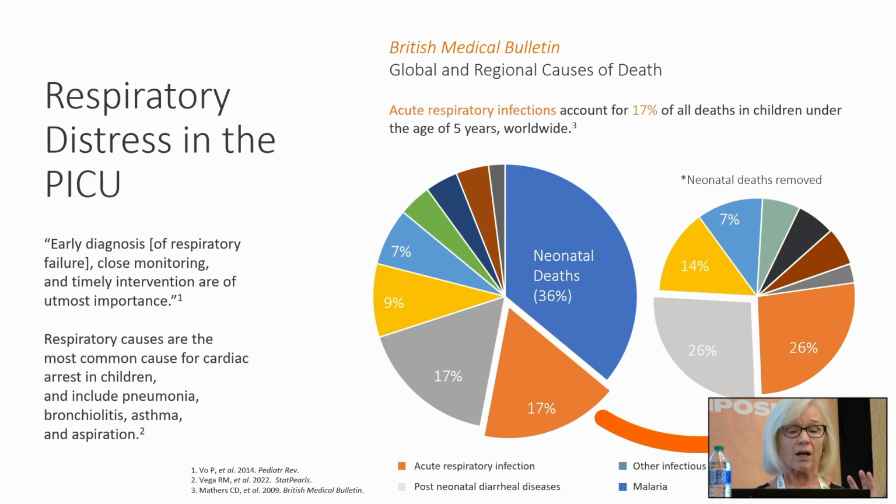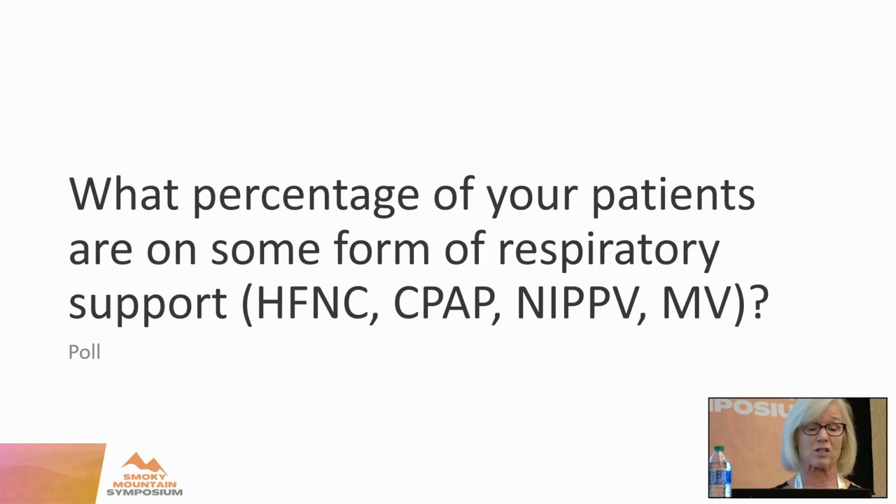So acute respiratory infections account for 17% of all deaths in children who are under the age of 5, and that's all children under the age of 5. If you take out the neonatal population, that percentage actually jumps up to 26%. So a huge portion of deaths in children under 5 are from respiratory issues, and so these need to be addressed. We need to look at these very closely, be able to identify patients who are in respiratory distress so that it doesn't lead to respiratory failure.